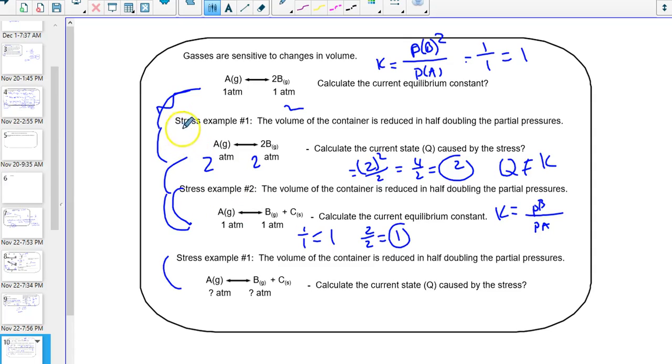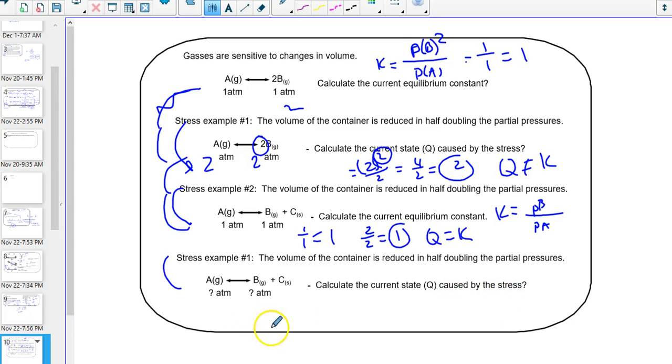Same exact thing happened here, but I did deviate from my K value. Here, Q still equals K. So the exponents on these things are super important. The coefficients are super important for this particular situation. All right, look at this guy. I got gas, gas, solid, same as the one right here. The volume of the container is reduced in half, doubling the pressures. Calculate the current Q caused by the stress.